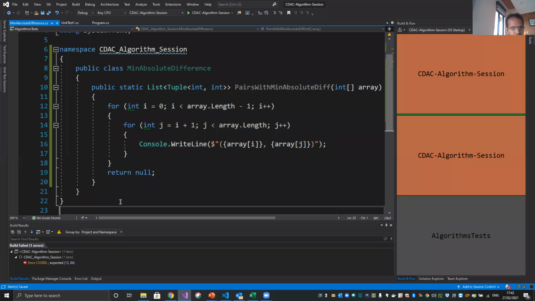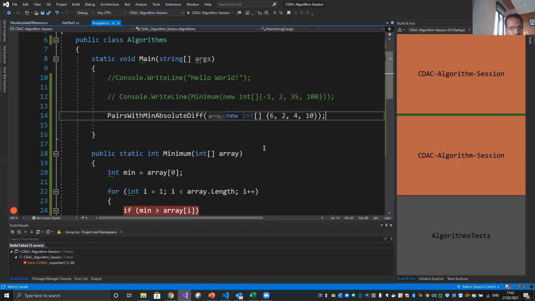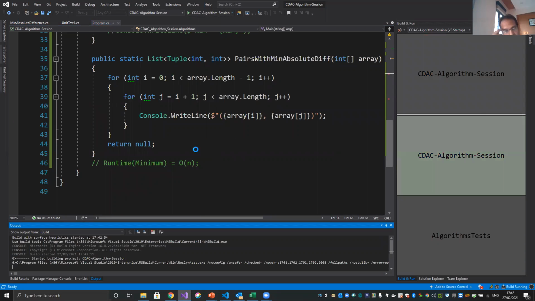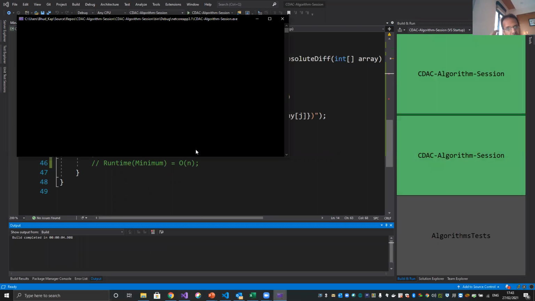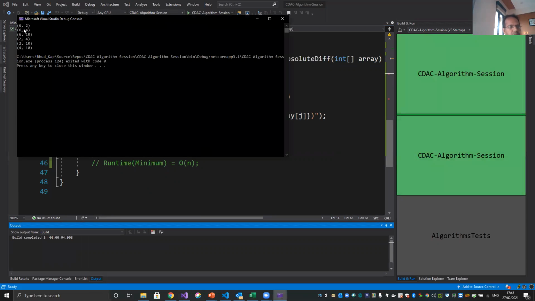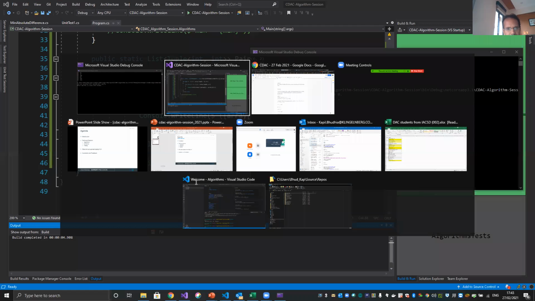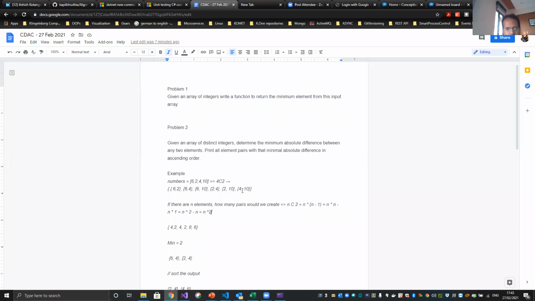So we can let this be. Okay, so let's try to run this now. Let's see what comes out. Okay, so it's 6,2; 6,4; 6,10. Then 2,4; 2,10; and 4,10. This is exactly what we wrote here. Right, 6,2; 6,4; 6,10; 2,4; 2,10; and 4,10.